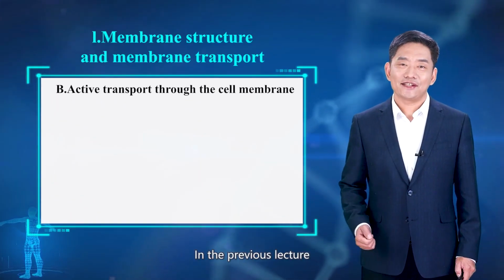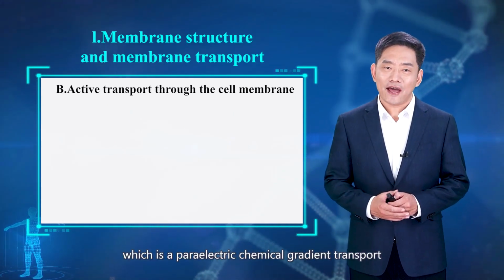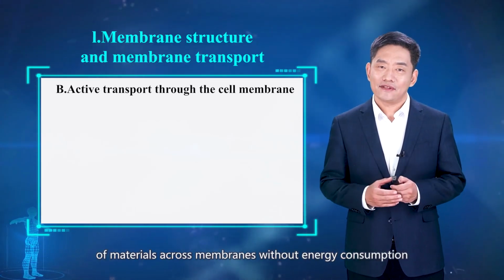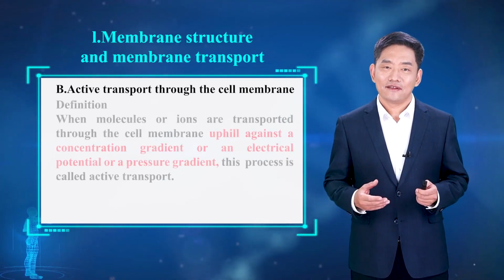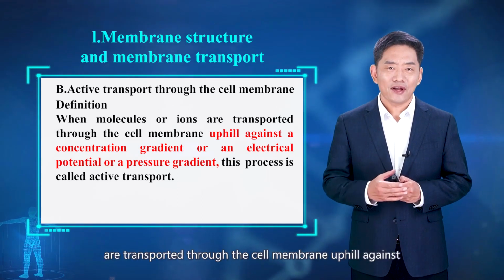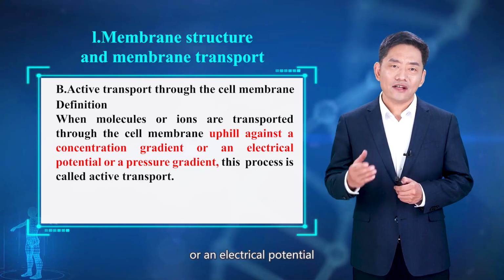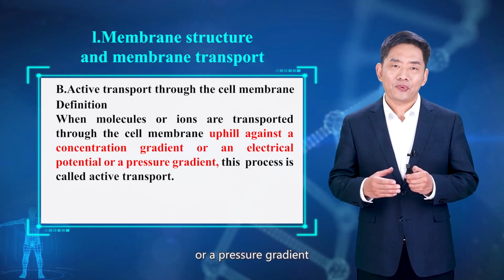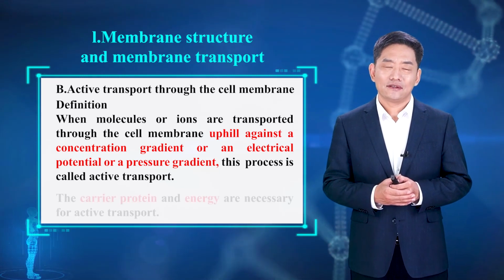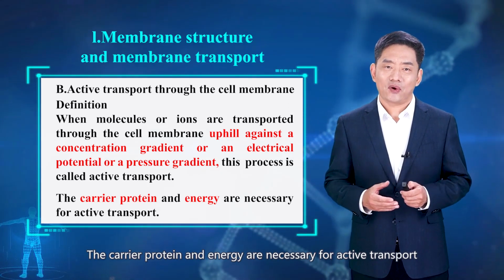In the previous lecture, we introduced passive transport, which is the transport of materials across membranes along an electrochemical gradient without energy consumption. When molecules or ions are transported through the cell membrane uphill, against the concentration gradient, electrical potential, or a pressure gradient, this process is called active transport. The carrier protein and energy are necessary for active transport.